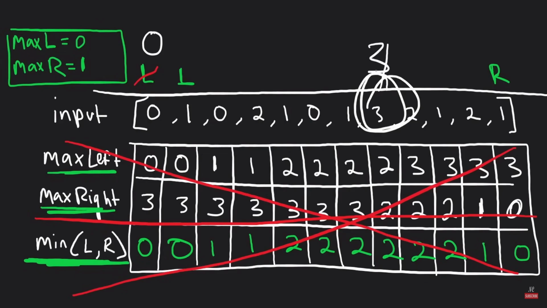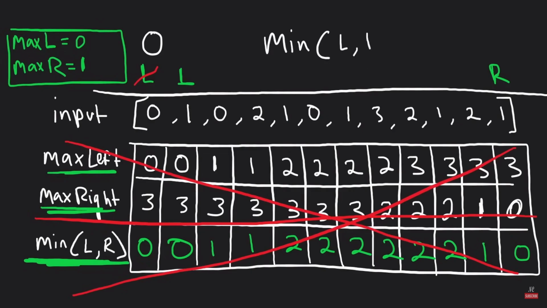So why is it that we don't need that value? Because remember, we want the minimum of the max left and the max right. Now, we clearly know that the max left is 0, right? So it's smaller than what's even at this position, right? And we want the minimum of it. So no matter how big this value is, right? Right now it's a 3, it could be a 10, right?